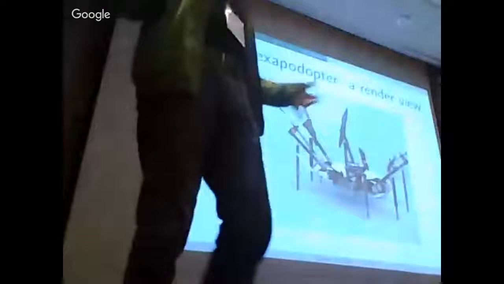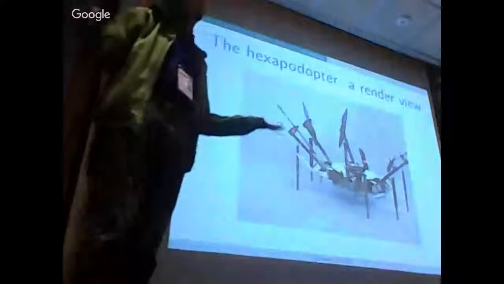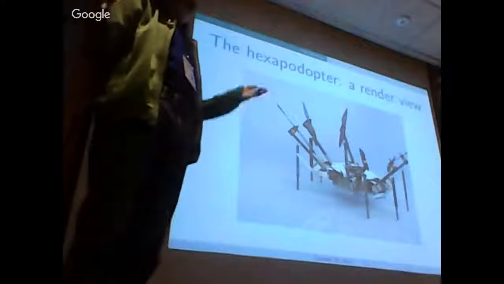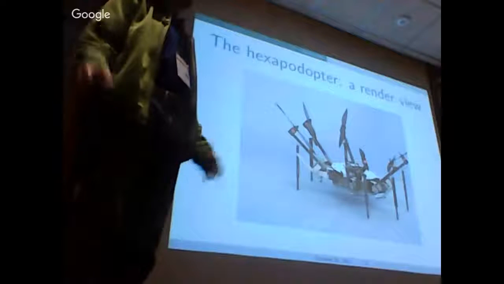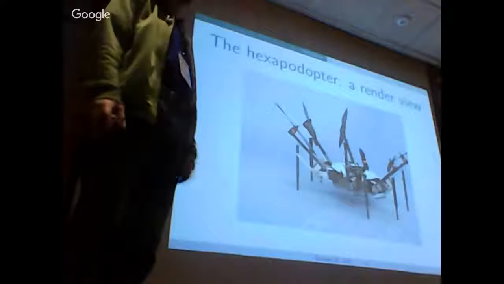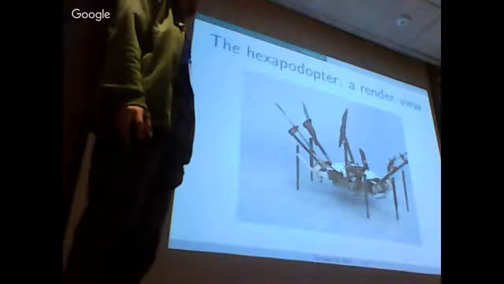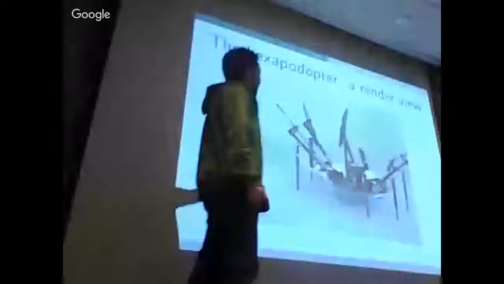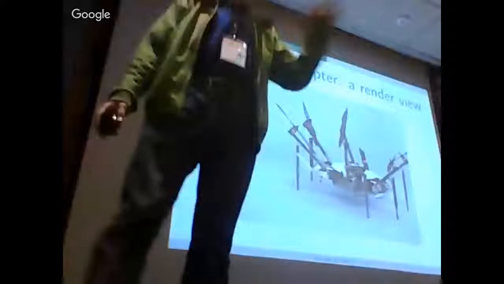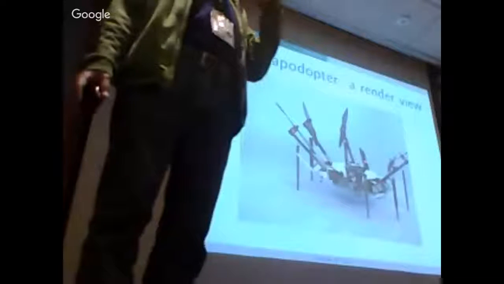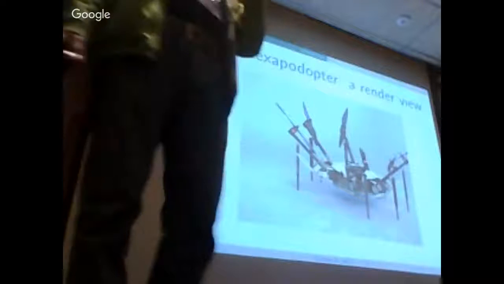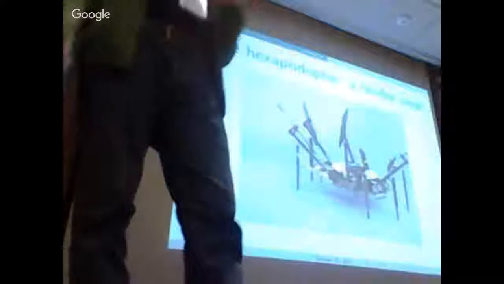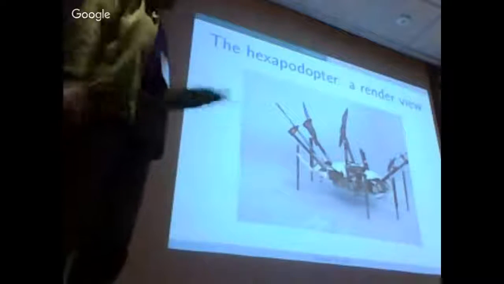And well, the Hexapodopter is a novel configuration of a flying vehicle. It has 6 propellers as a normal hexacopter, but the six propellers are mounted on 6 links that can be articulated and reconfigured during flight, and it makes the vehicle a multimodal vehicle. It can fly and also walk as a normal hexapod on land. This is a rendering of the vehicle.